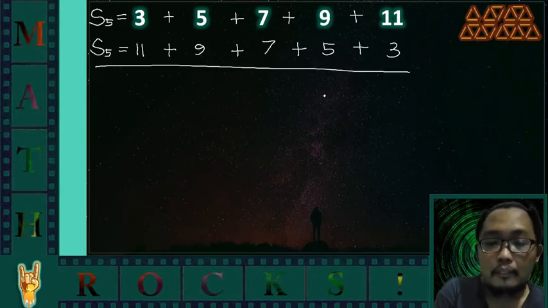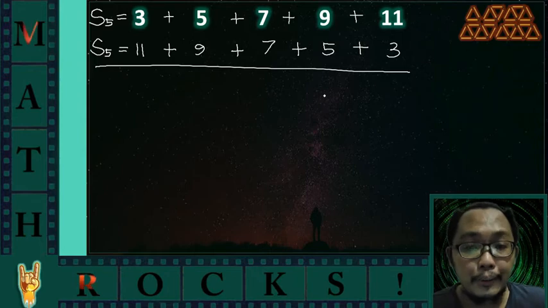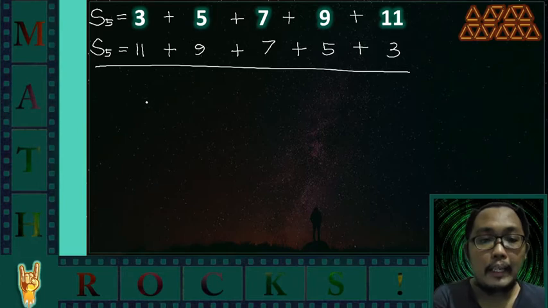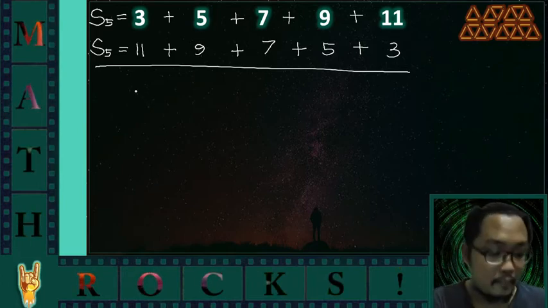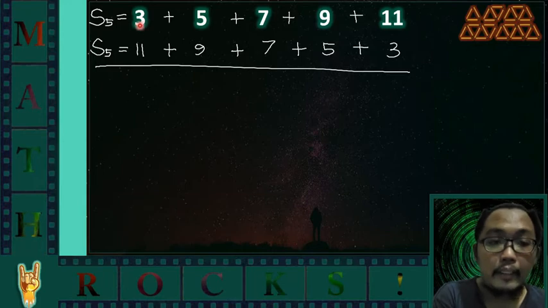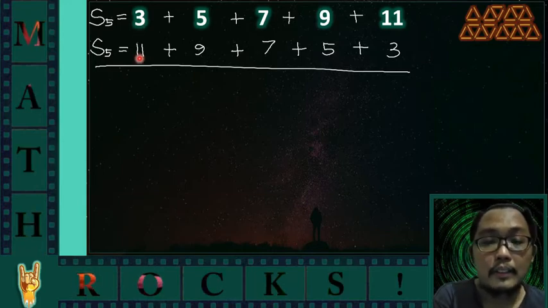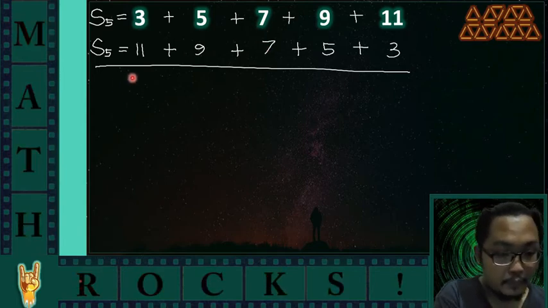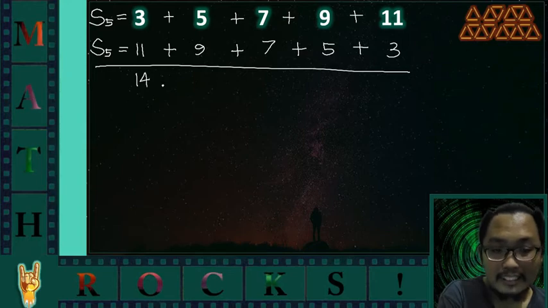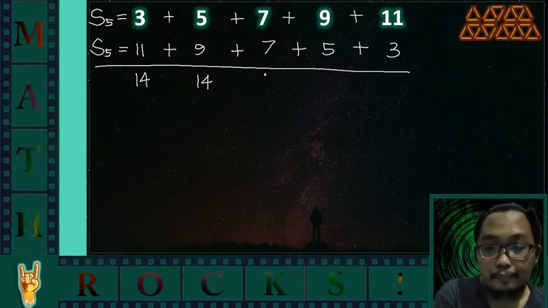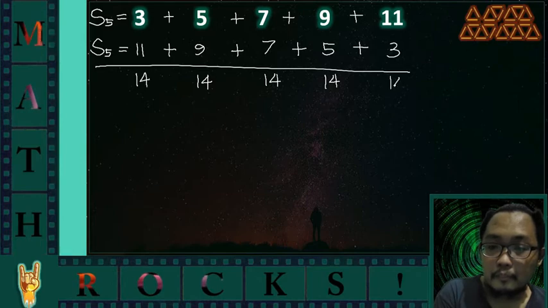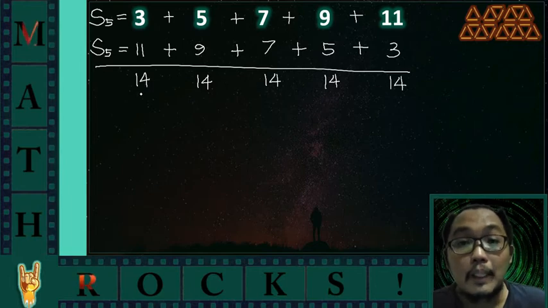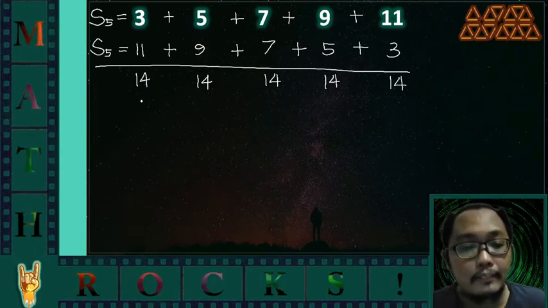And we will not add the numbers horizontally like this, but instead we would like to add vertically, like adding the 3 and the 11 first, followed by 5 and 9, 7 and 7, and so on. Doing so, you will notice a certain pattern here. Such pattern actually gives us the same sum of 14 for each of those pairs of numbers.